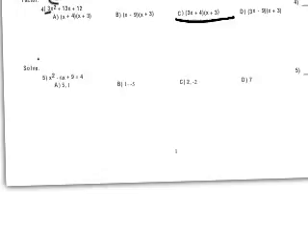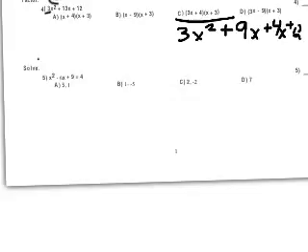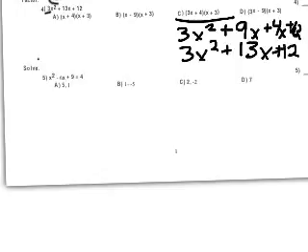So 3x times x is 3x squared. 3x times 3 is 9x. And then we have 4 times x is 4x. And 4 times 3 is 12. And that's supposed to be 12. All right, so we can see that we simplify that. We get 3x squared plus 9 plus 4 is 13x plus 12, which is what the original quadratic is. So obviously that's the answer.